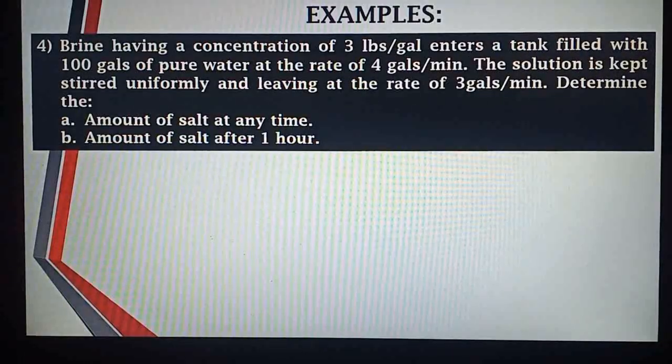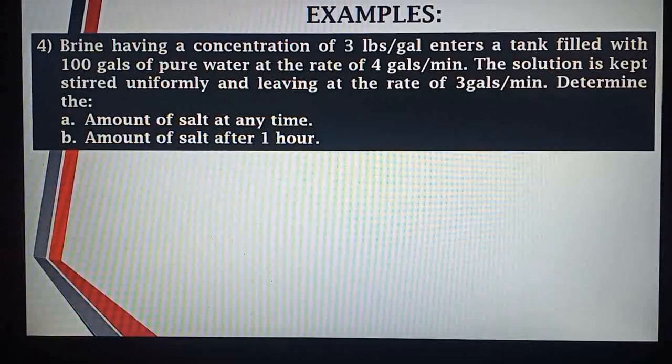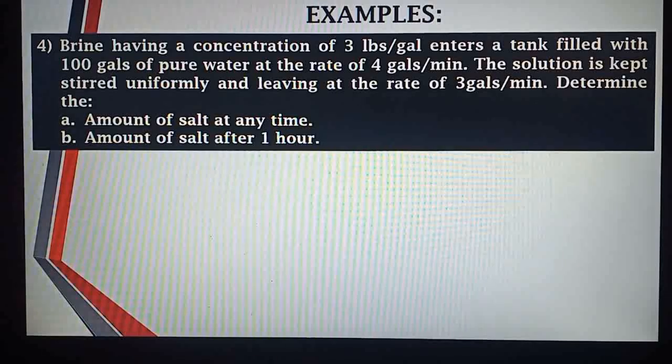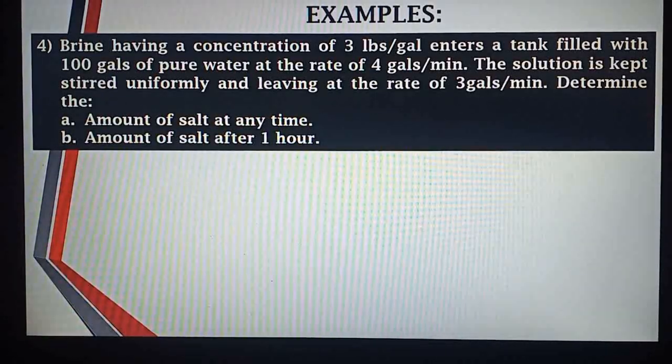Next problem, we have problem number 4. So we have brine having a concentration of 3 pounds per gallon enters a tank filled with 100 gallons pure water at the rate of 4 gallons per minute. Now the solution is kept stirred uniformly and leaving at the rate of 3 gallons per minute. Now you have to determine the amount of salt at any time. So this is also an equation of m with respect to t. Then the amount of salt after 1 hour.